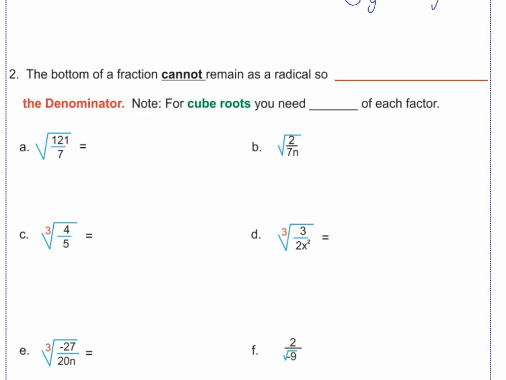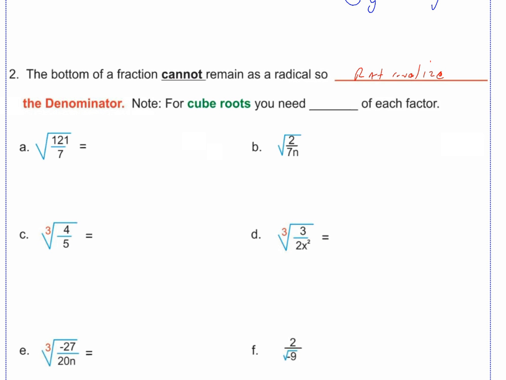So then if you'll remember, you can't have a radical in the denominator. So the bottom of a fraction cannot remain as a radical. Does anybody remember what it's called? Rationalize. All right, good. Remember that? Rationalize the denominator. R-A-T-I-O-N-A-L-I-Z-E. Rationalize the denominator.